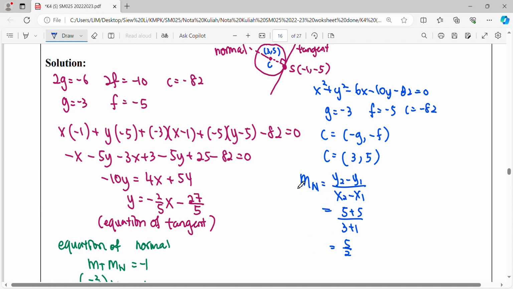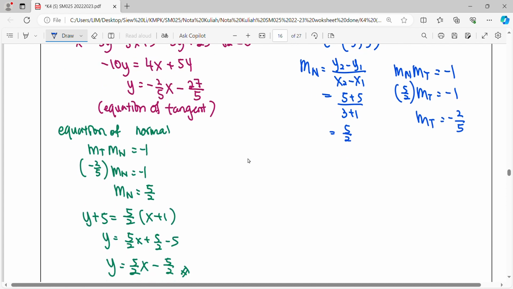After that, once we get the gradient of the normal, we use the concept of perpendicular. Gradient of normal times gradient of tangent gives negative 1. So from here, we can find our gradient of tangent, which is negative 2 over 5. So now we can build our equations.